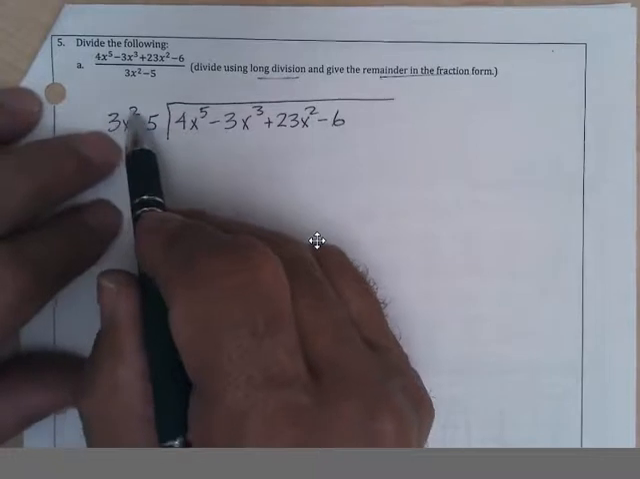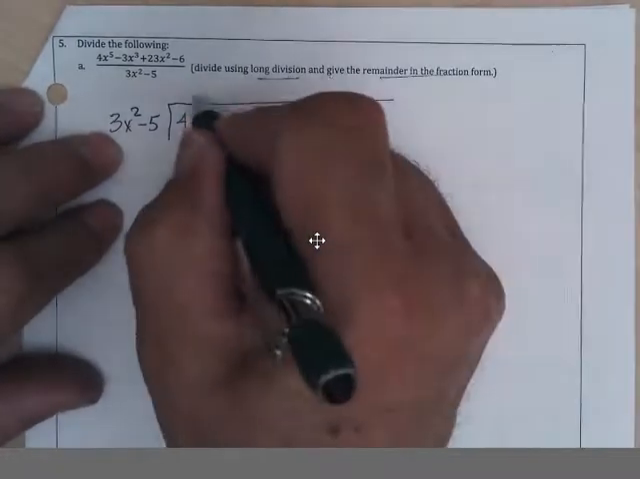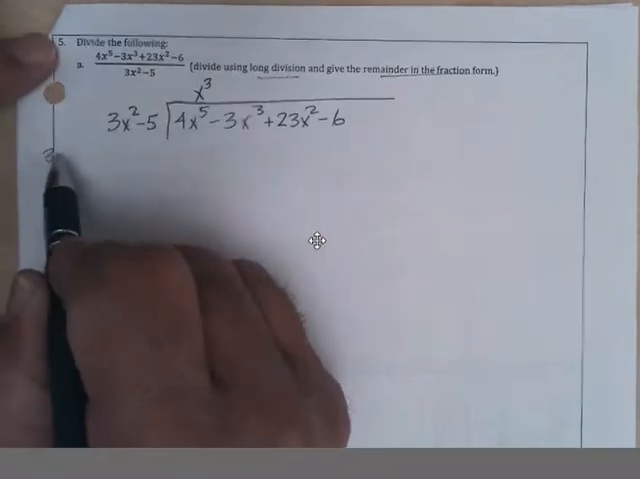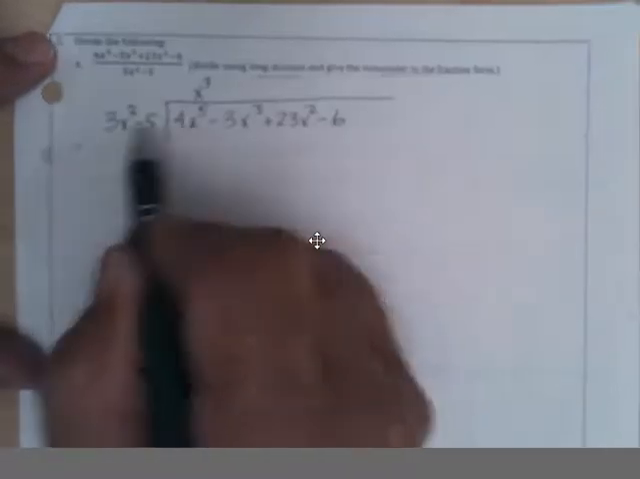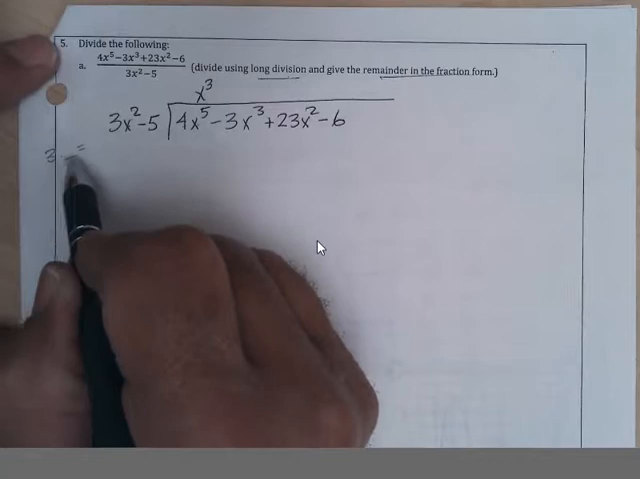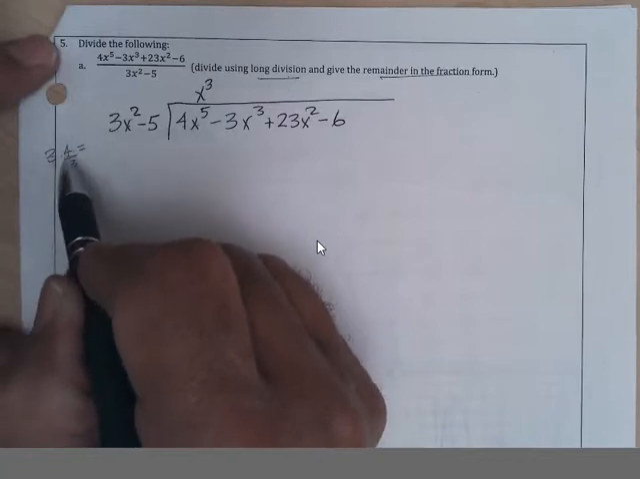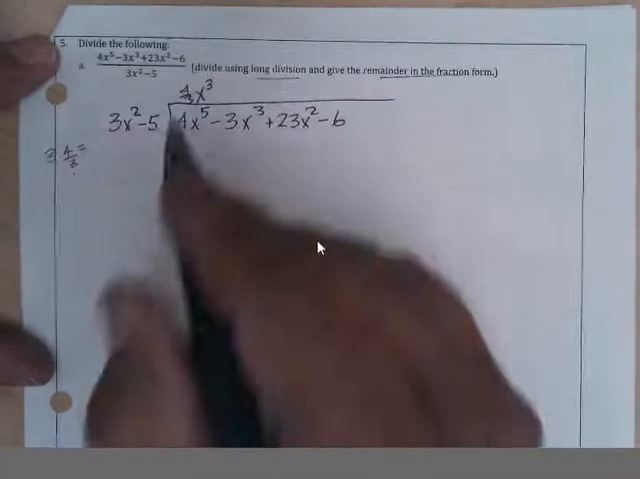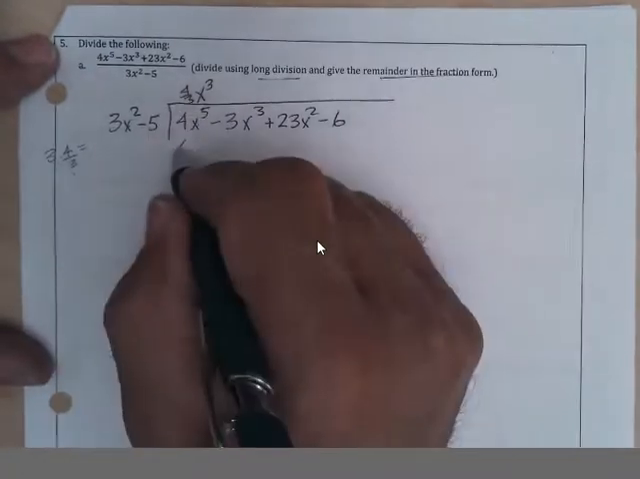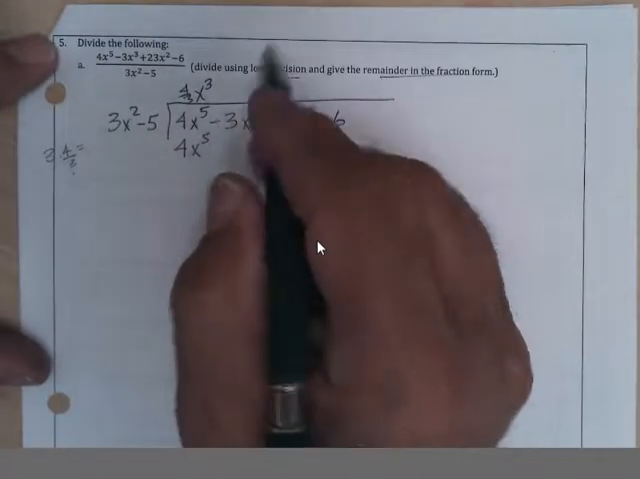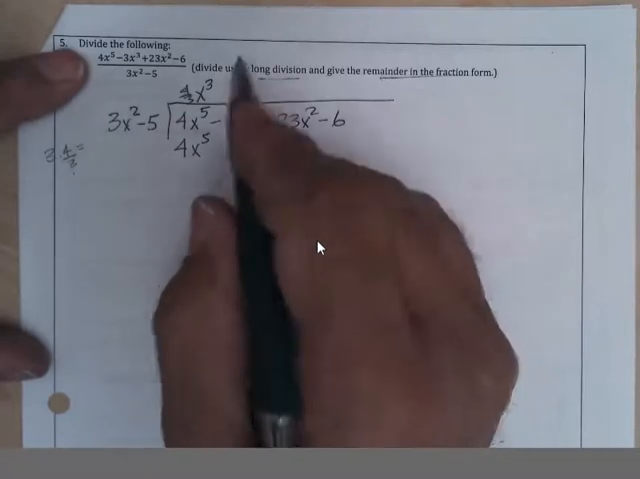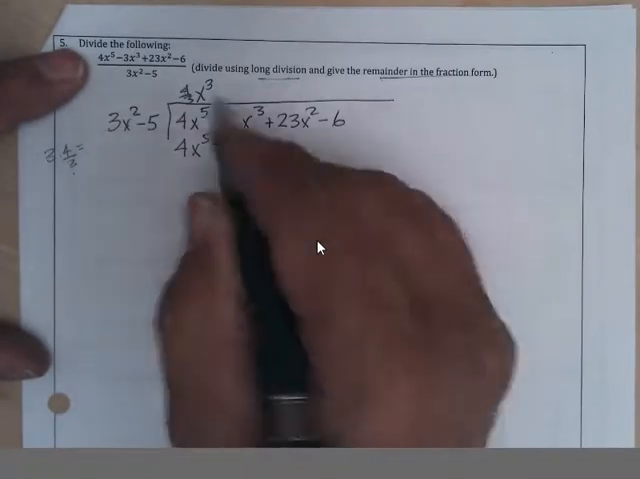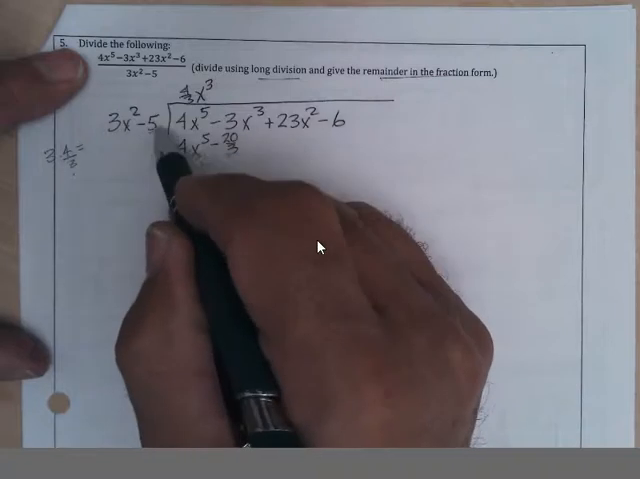See, x squared times what makes x to the 5th? That would have to be x to the 3rd. And 3 times what makes 4? Well, I'd have to get rid of the 3 and turn it into a 4. So it's got to be 4 thirds. 4 thirds times 3 is 4x to the 5th. 4 thirds times 5 is minus 20 thirds. 4 times 5, 3 times 1.